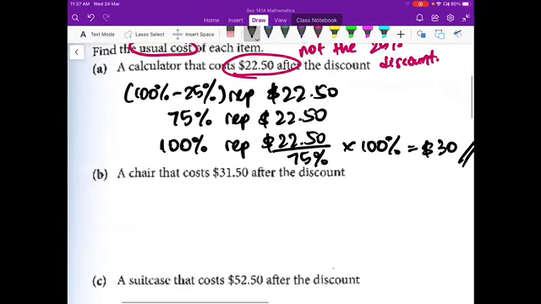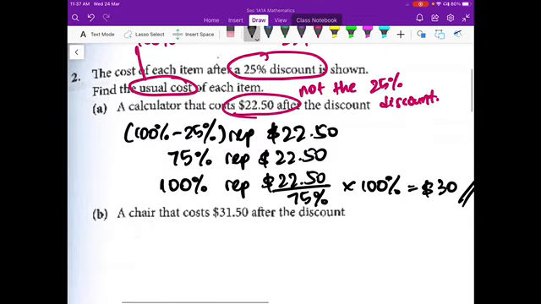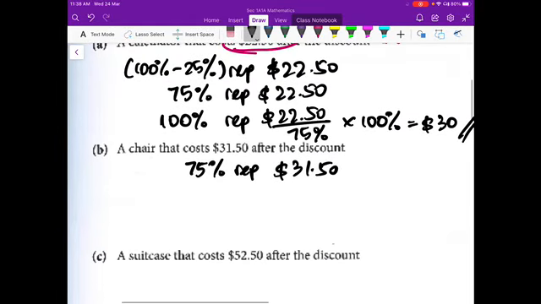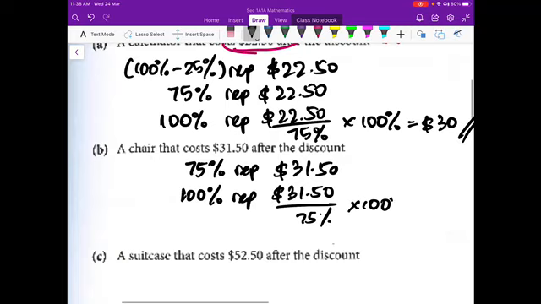Now a chair costs $31.50 after the discount. After the discount, it will be 75% left. So our same 75% represents $31.50. So 100% represents $42.